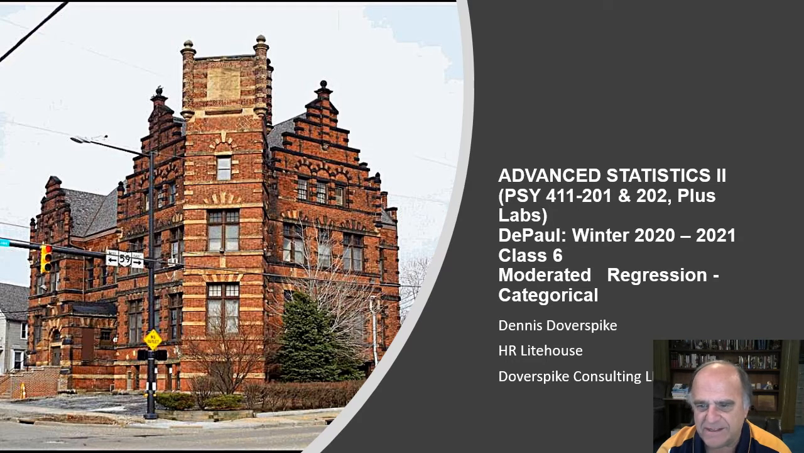Anyway, this is Advanced Statistics 2. This is Class 6, Moderated Regression Categorical. We've already covered moderated regression continuous, and so we're really just building on that last class, except for this class, the moderator variable is a categorical variable instead of a continuous variable. I actually think categorical variables are easier because it's easier to understand the moderation or the interaction. But that's what we're going to be covering today, moderated regression categorical.